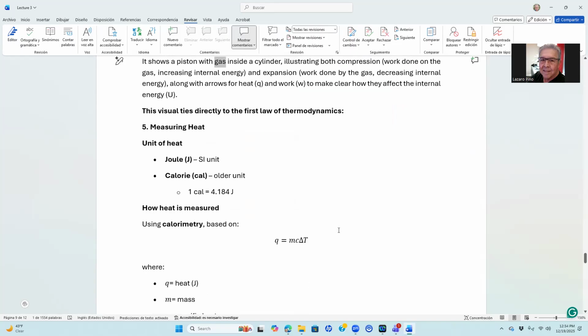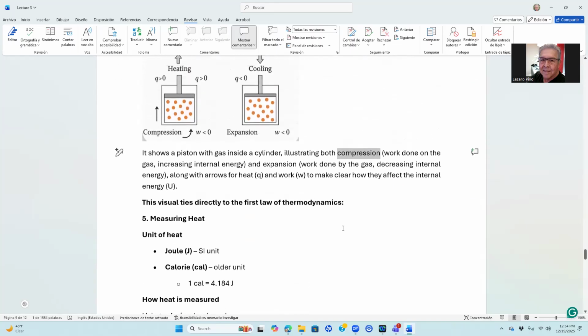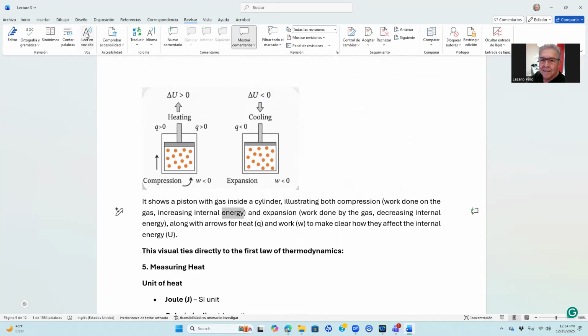It shows a piston with gas inside a cylinder, illustrating both compression, work done on the gas, increasing internal energy, and expansion, work done by the gas, decreasing internal energy, along with arrows for heat, Q, and work, W, to make clear how they affect the internal energy, U. Okay, let's stop in here because in this graph, you can see what will happen when you are compressing or expanding.